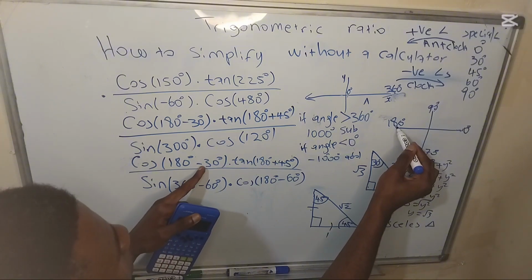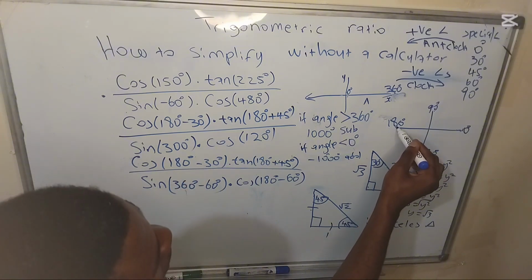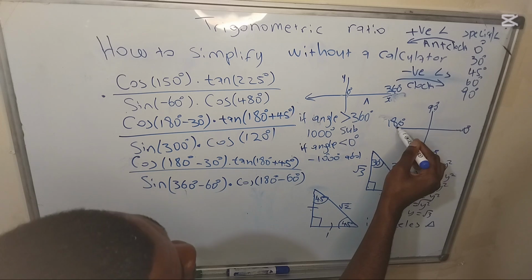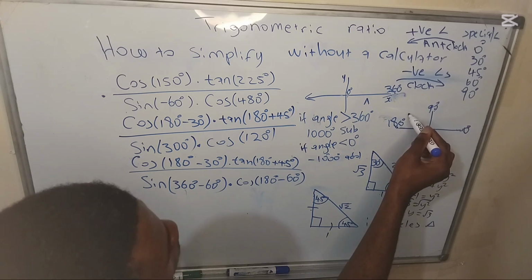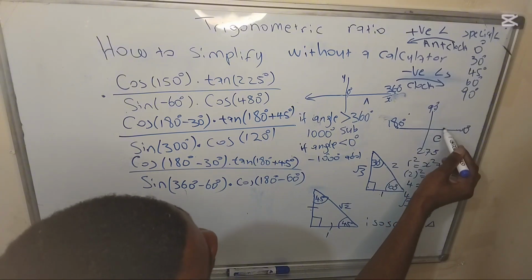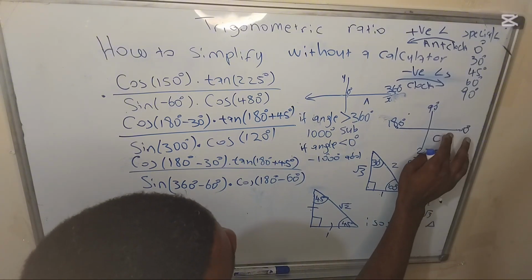Then minus 30 degrees, which means we have to move clockwise because negative angles go clockwise. So from this portion to this portion, how is cos in this quadrant? Remember, we have our CAST. This is our CAST.